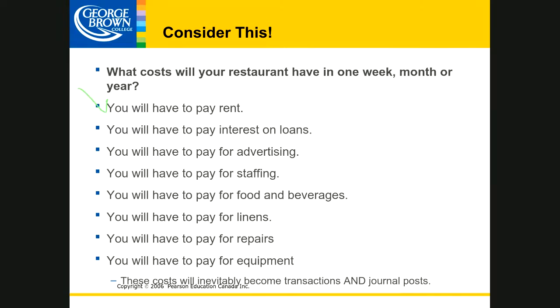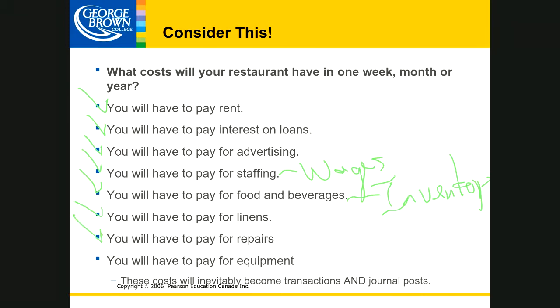You may have to pay interest on loans. You're going to pay some marketing fees and some advertising. You're going to have to pay staff. So what's that? Wages. You're going to have to pay for food and beverages. That's inventory. You're going to have to pay for linens so people can wipe their faces, or cloth so you can clean the line. You're going to have to pay for repairs, like things break, right?